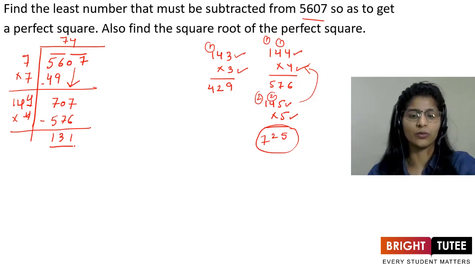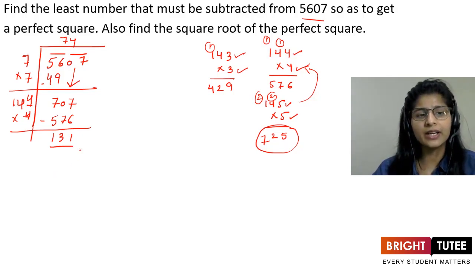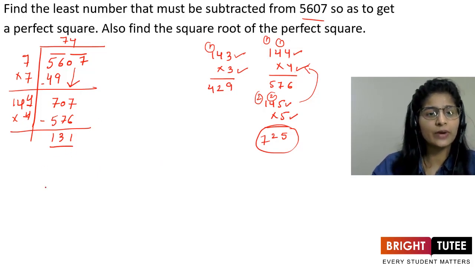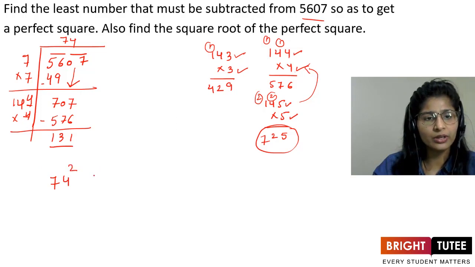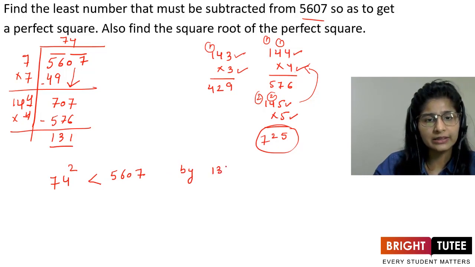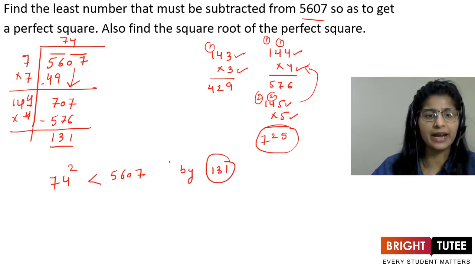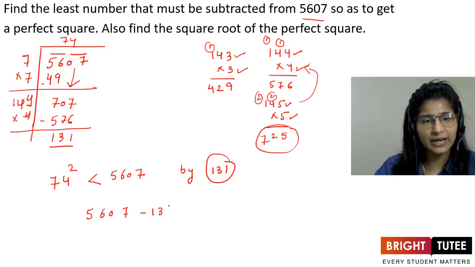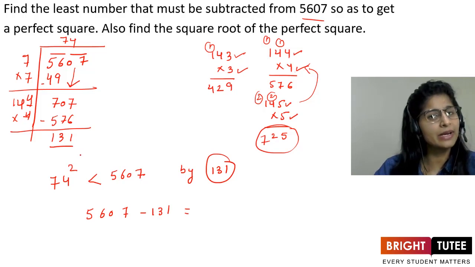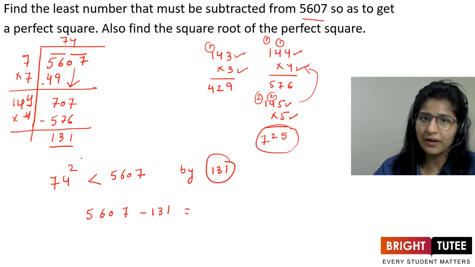Just pay attention now. We get a remainder of 131. This shows that the square of 74 is less than 5607 by 131. Are you getting it? If we subtract 131 from 5607, we will get the remainder as 0. That means it will become a perfect square.